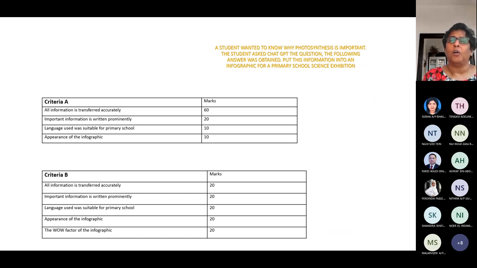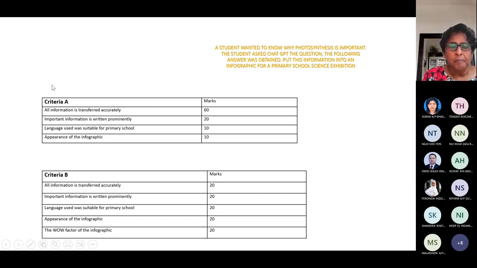Remember the question that we were all talking about? A student wanted to know why photosynthesis is important. The student asked ChatGPT the question. So the learning outcome was about photosynthesis. Now, let's say your learning outcome is that students have to explain photosynthesis, and you gave them this task.